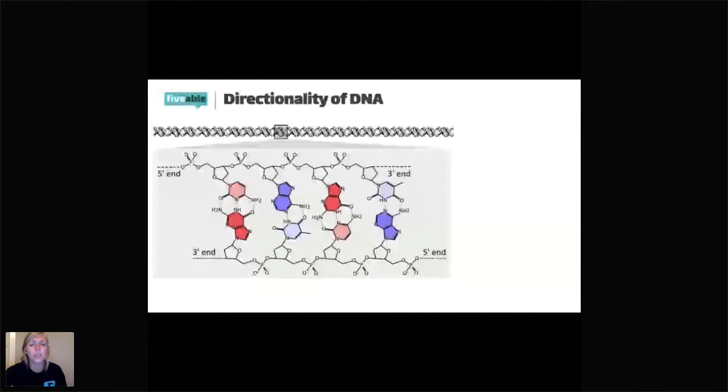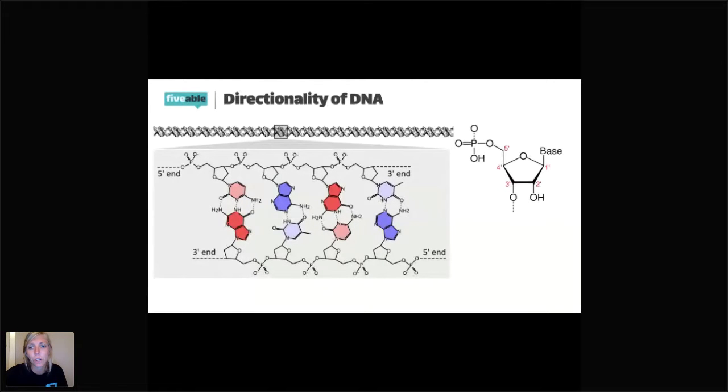If they weren't that way, you'd have to copy it and then flip the entire strand over, and it'd be really energy consuming. And so luckily our cells do not do that. So again, here's a precursor of what 1, 2, 3, 4, 5 numbering means.